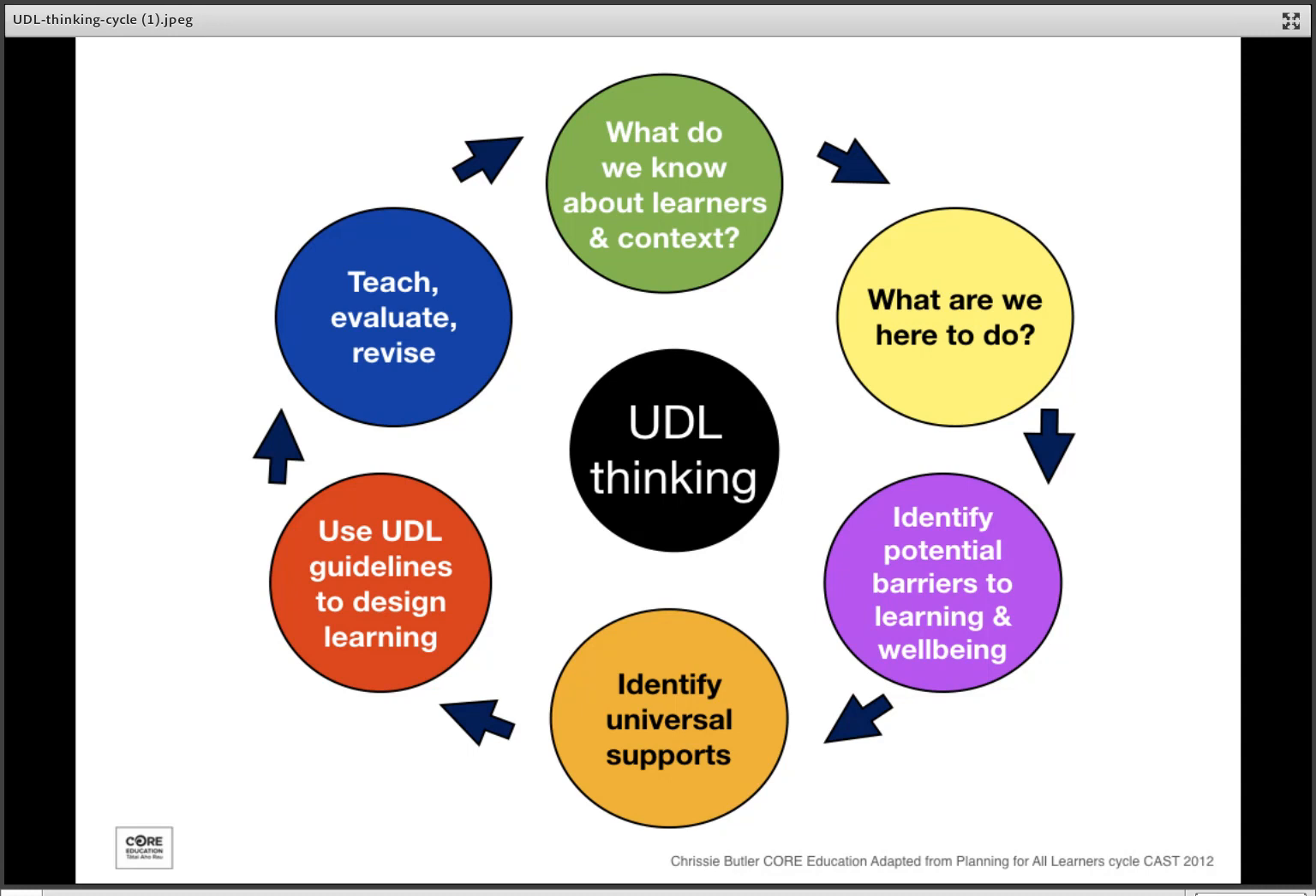If we look at the graphic there, and at the next steps after the one that says identify potential barriers to learning and well-being, we need to identify universal supports, things that are available to everyone to support their learning. And that's really what we're going to look at today. So I'm going to share my screen and immediately go on and demo some software and some tools that are available within Office 365.